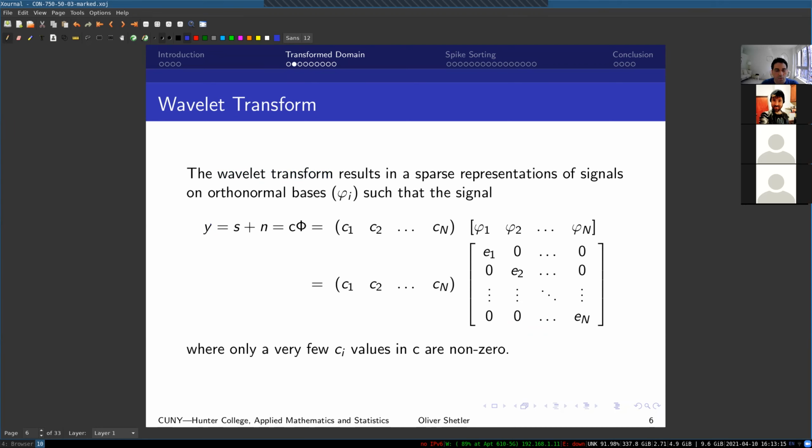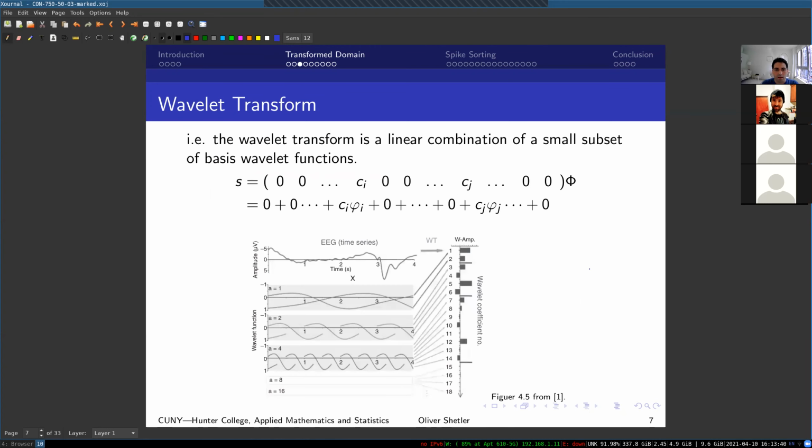So basically what we have is y equals the spike plus some noise. And this is equal to some coefficients times this basis matrix, where only a very few c_i values in c are non-zero. And so the wavelet transform is a linear combination of a small subset of the basis wavelet functions. And you can see here what that kind of looks like.